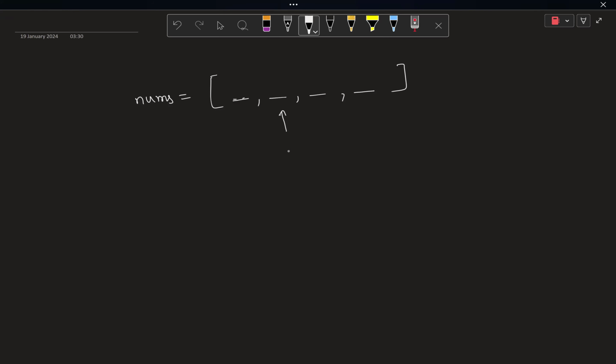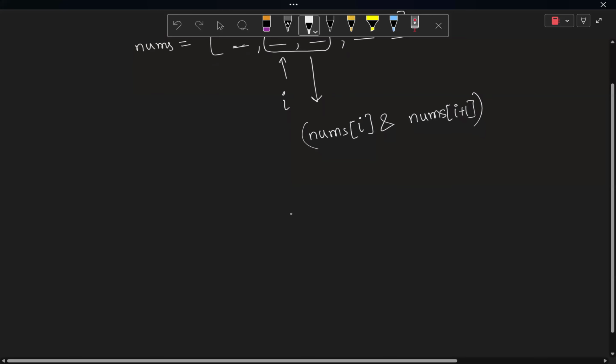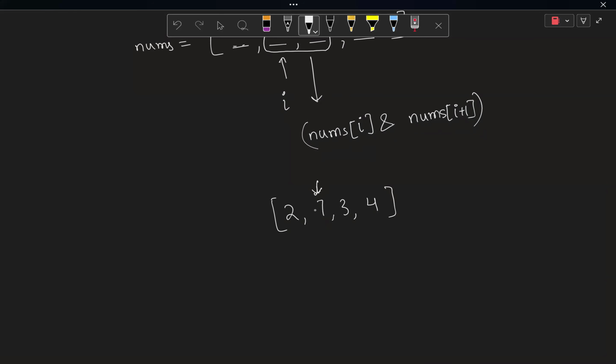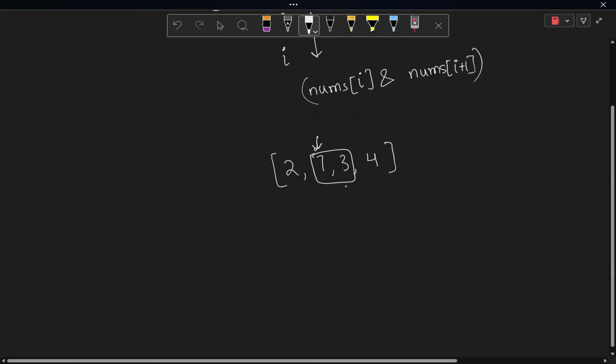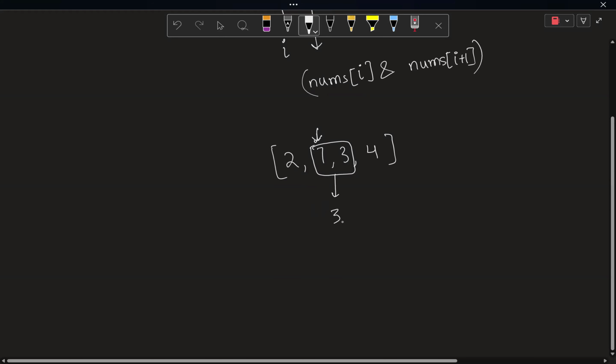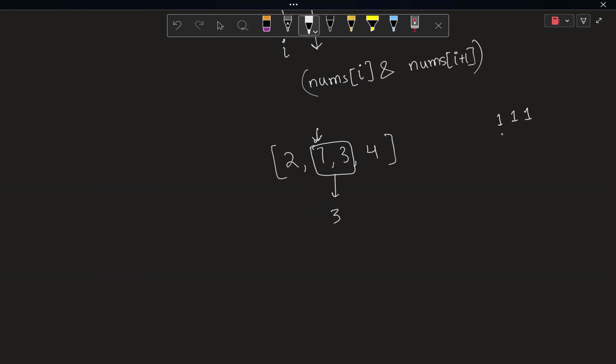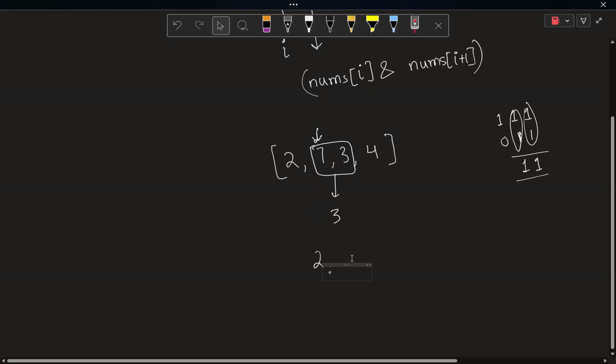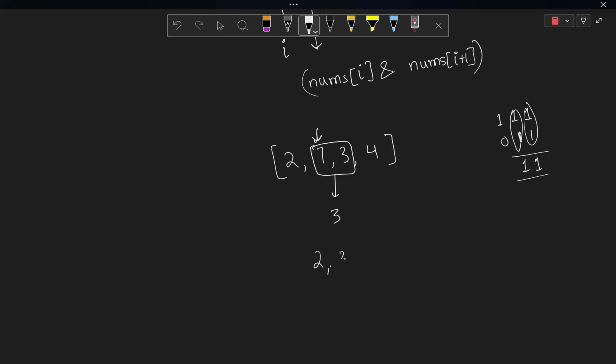In one operation, what you can do is choose some index i and replace the element and its next element by nums[i] and nums[i+1]. So if you had an array with elements 2, 7, 3, 4 and you chose the element 7, you would replace both these elements by the bitwise AND of 7 and 3, which would come out to be 3 in this case. 7 is nothing but 111 in binary form, and 3 is nothing but 011. So the bitwise AND is just 11. And the new array will become 2, 3, 4.